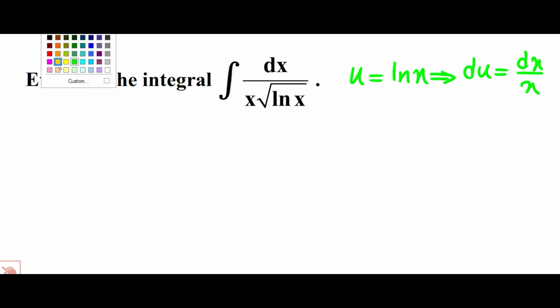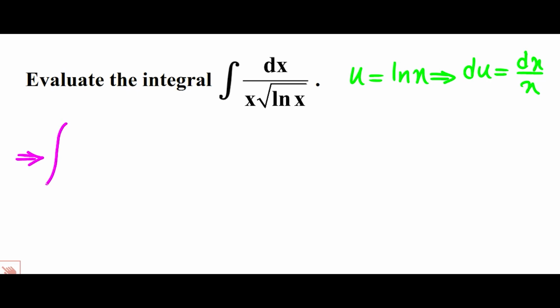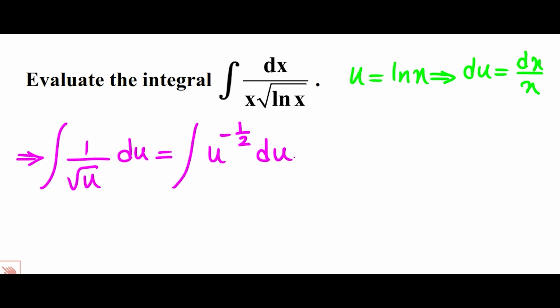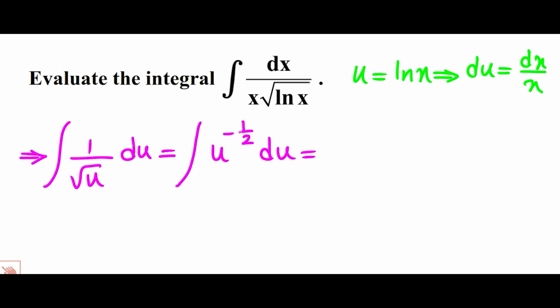So the integral becomes the integral of dx over x equals du, and u equals ln of x, so 1 over the square root of u. So we have the integral of 1 over the square root of u equals u to the power of negative 1/2 du, right? If we use the power rule, we have 1 over negative 1/2 plus 1, u to the power of negative 1/2 plus 1, plus c, right?